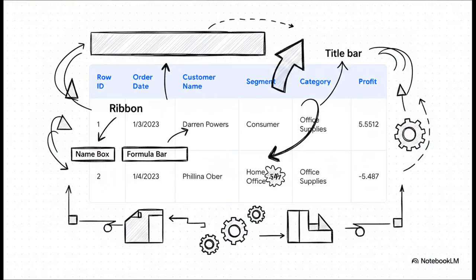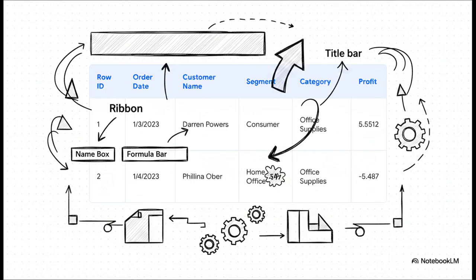Okay, let's dive into our main workspace, the grid. Right now, we're looking at this raw sample Superstore dataset, and yeah, it's pretty overwhelming. It's just packed with raw sales, steep discounts, and yikes, even negative profits. I mean, look at that second row. Felina Ober bought office supplies with an 80% discount. That gave us a negative $5 profit. Absolutely brutal.